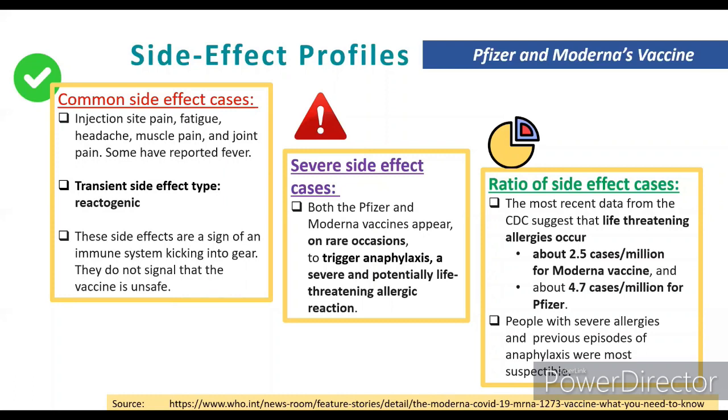Very rare, severe side effect cases are anaphylaxis, a life-threatening allergic reaction, and it only happens to those who have a history of previous severe allergies. The most recent data from the CDC suggests that life-threatening allergies occur about 2.5 cases per million for the Moderna vaccine and about 4.7 cases per million for Pfizer.